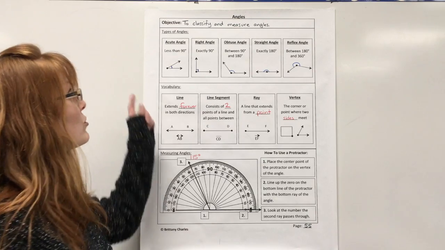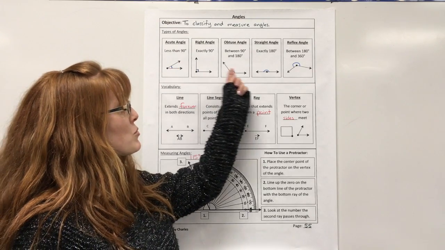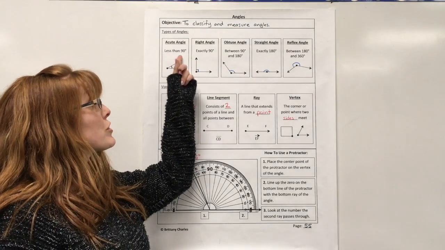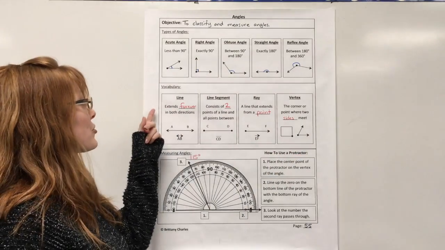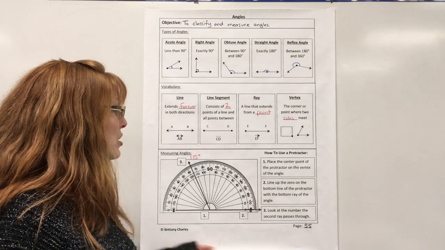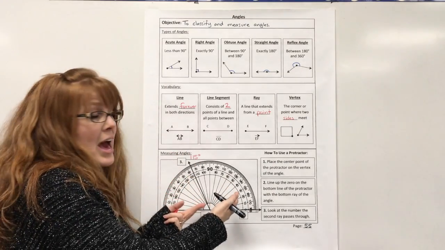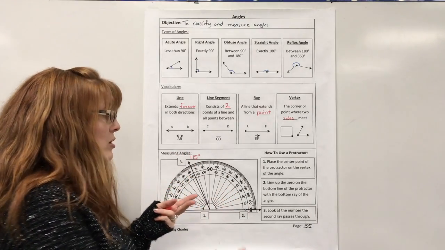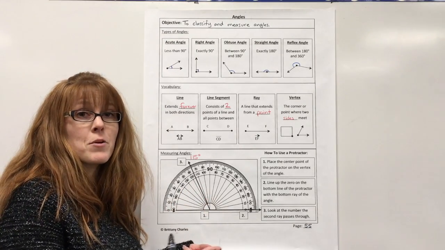All right, so just make sure you've got down the difference between these angles as well as the degree requirements for each. Make sure you know these vocabulary terms and how to measure using a protractor or just looking at a protractor that's laid on top of an angle, being able to measure it or identify it from the picture.